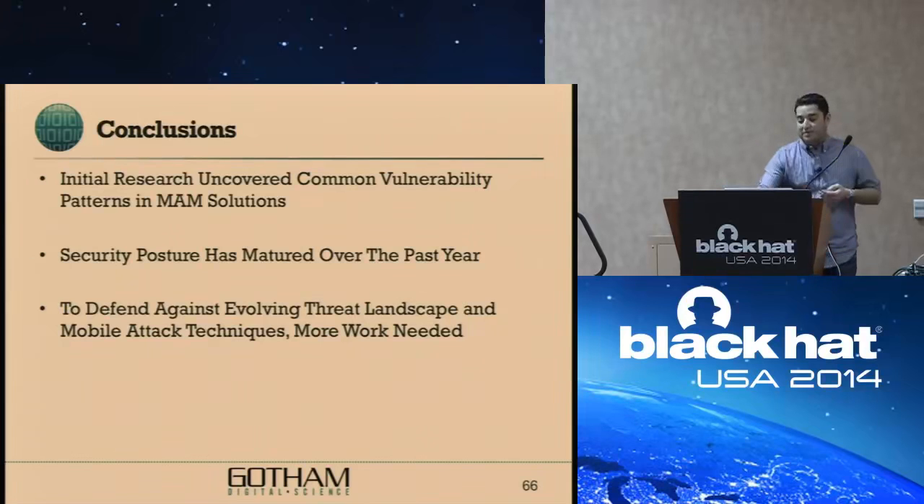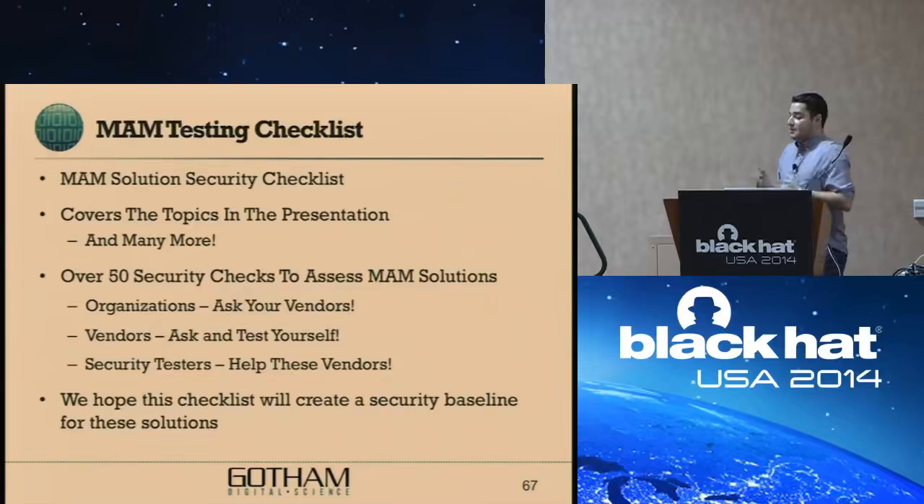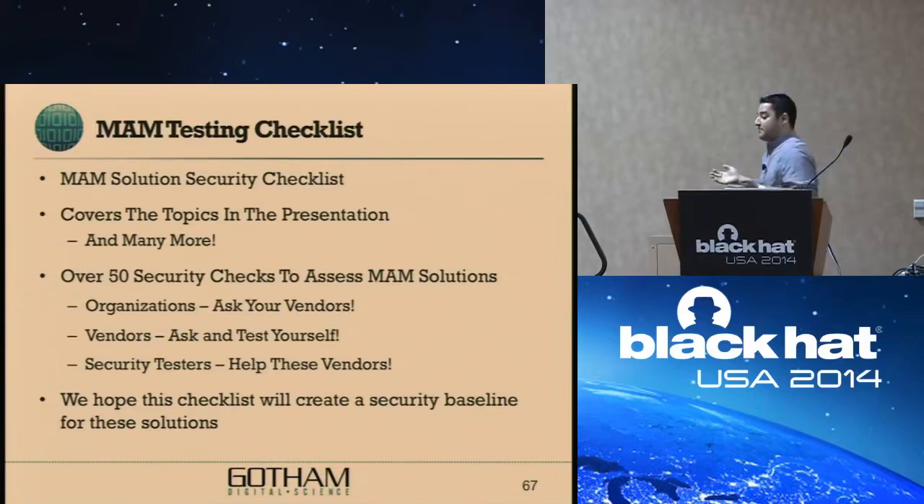From the testing that we've done, we've been developing checklists of the things we're actually testing for when we're looking at these solutions. Right now we have over 50 different security checks, so hopefully everyone can leverage these. If you're an organization shopping around for these solutions, maybe you can use this checklist to ask the right questions to the vendors. Like, are you doing this? Are you doing this? How are you doing that? You're equipped, you're smarter with these checks. You know what to ask for.